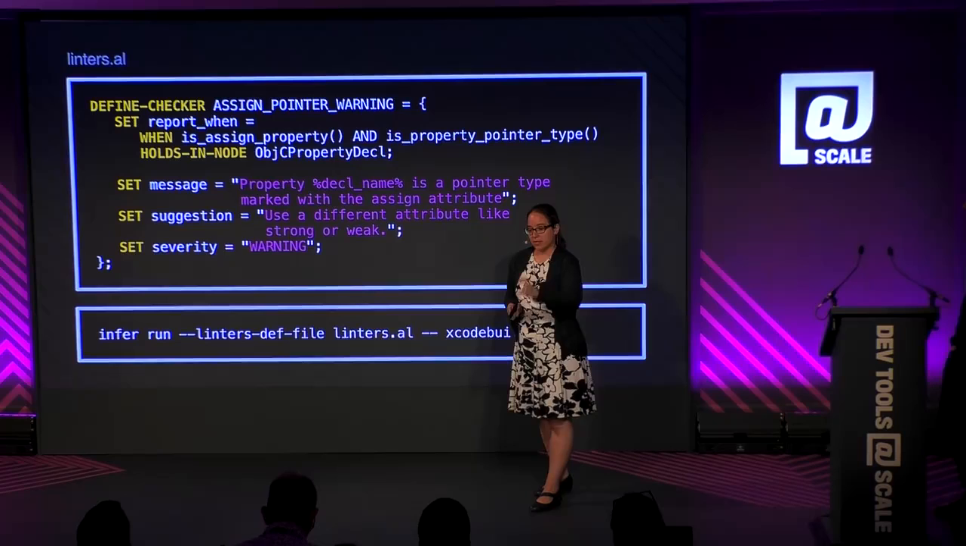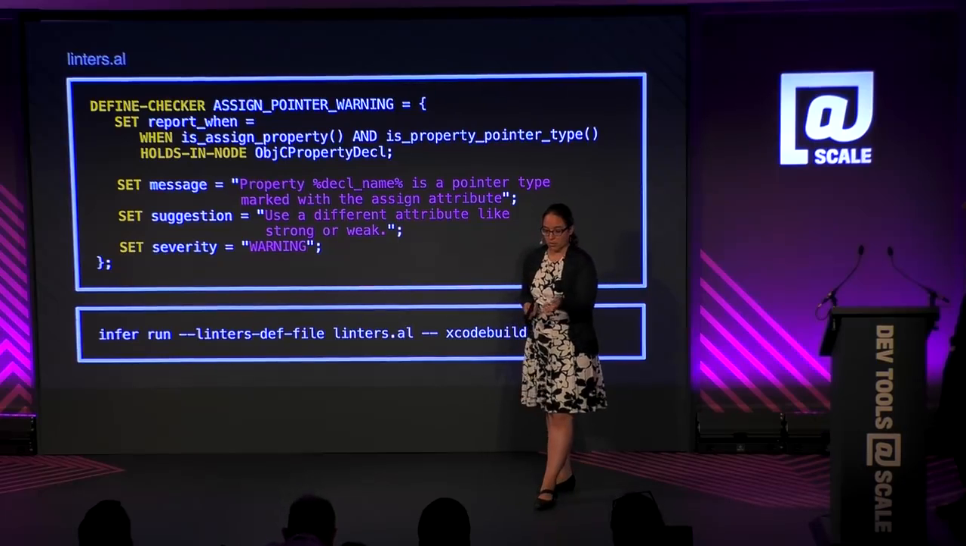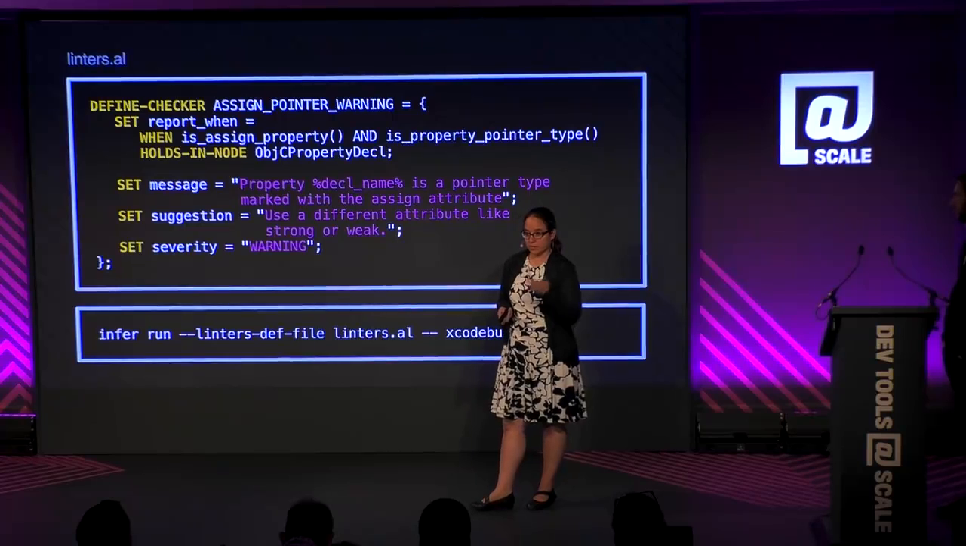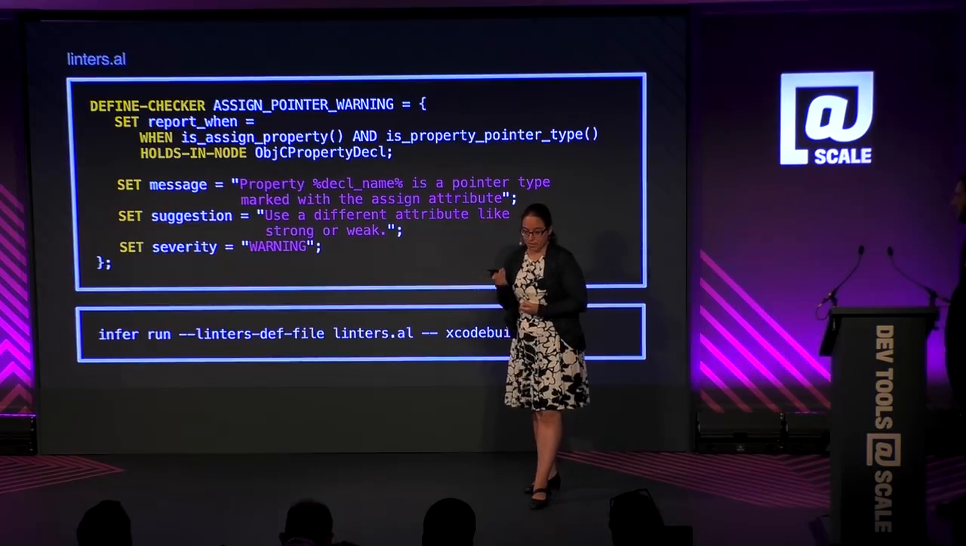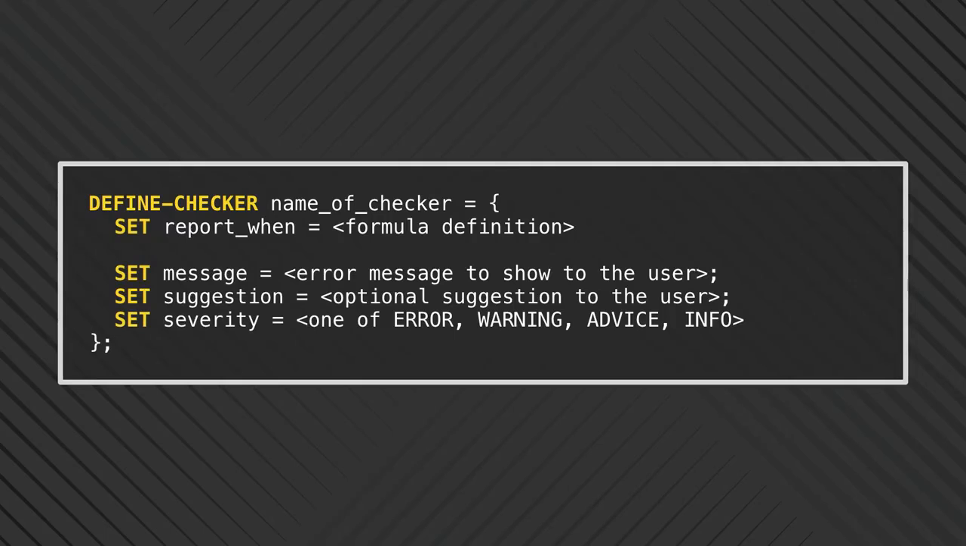And so we write this in a linters.al file, and we pass it to Infer with this option, linters def file, and the file. And that's all you need. And Infer will parse this and run it, and then you will have a new check for your code base. So more generally, this is how the checkers look. You define a name, you define when to report with the formula, and then a message, and an optional suggestion, and a severity. That could be one of error, warning, advice, or info.